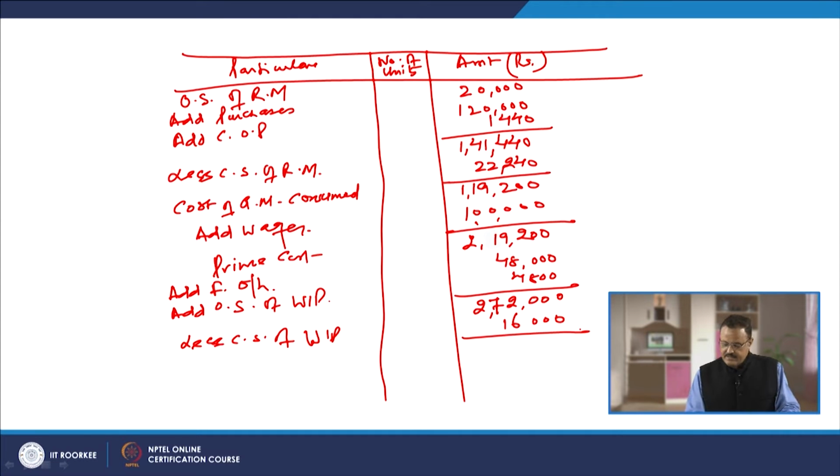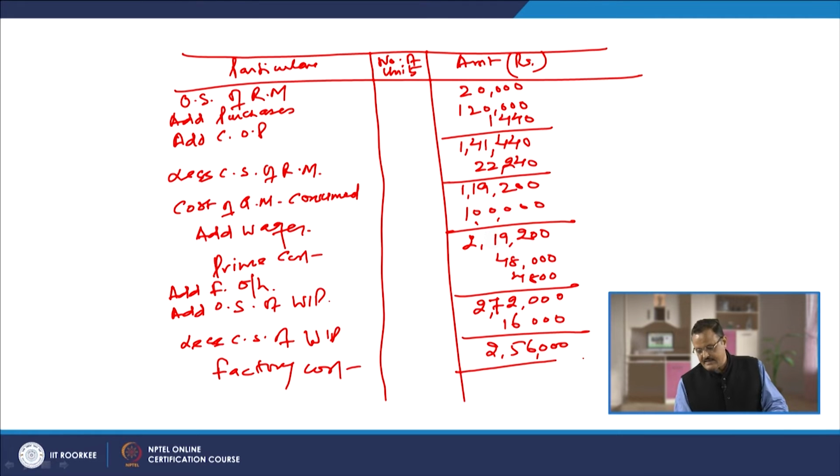You can say it is the factory cost, not the cost of production, but the factory cost. Factory cost is finally, how much is the amount? 2,72,000 minus 16,000. We are doing less, minus 16,000. So, this is the cost which is called the factory cost, and this cost is 2,56,000 rupees. Right? This is the factory cost or the works cost.